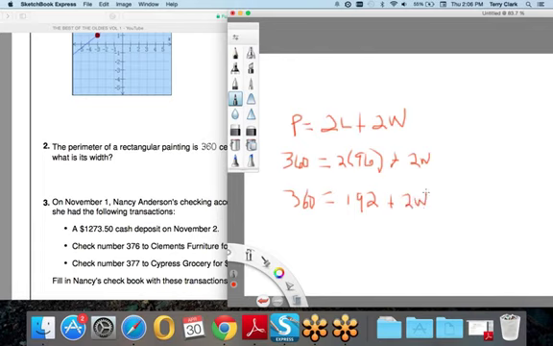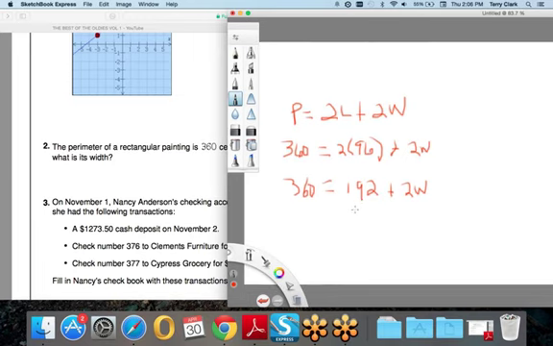Okay. From here, we'll subtract 192 from both sides. And what we're really trying to do is just plug it. When I say plug it, we can say, okay, 2 times what plus 192 will equal 360. So we could start off with 100, and 2 times 100 is 200. And 200 plus 192 is 392, so that's too big.